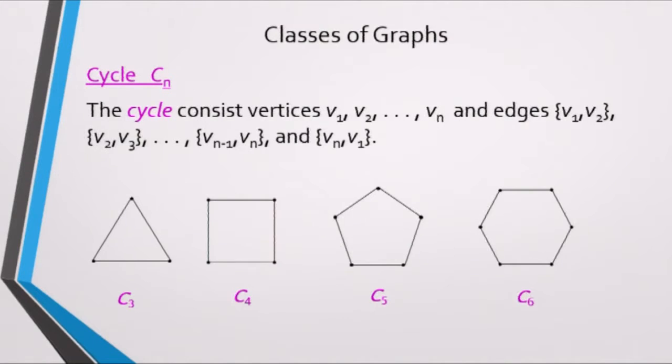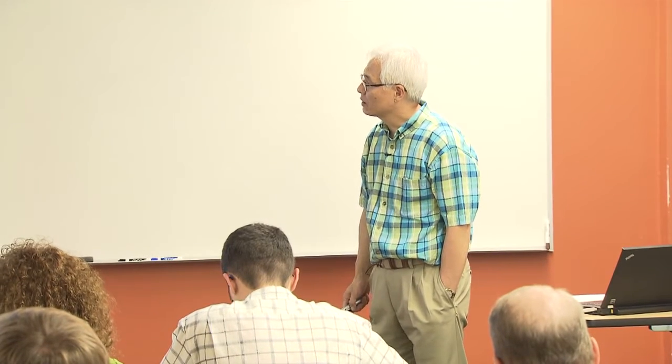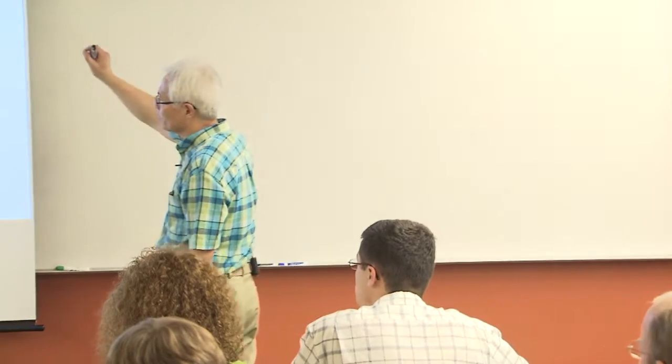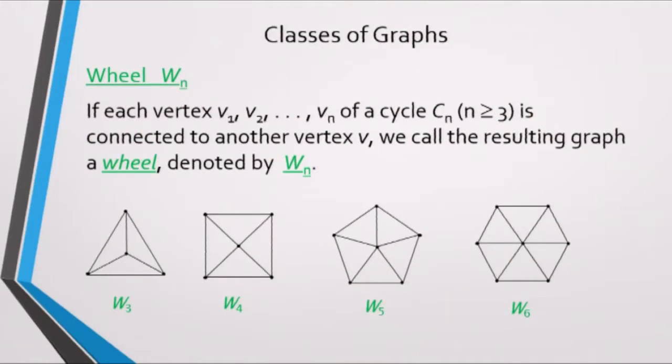Cycle is kind of an obvious one here. Vertices in a circle manner and then connect a pair of edges in a cycle manner. Next one is wheel graphs. Basically start with the cycle and put a vertex in the center and connect this vertex to every vertex on the cycle. It becomes a wheel graph then.